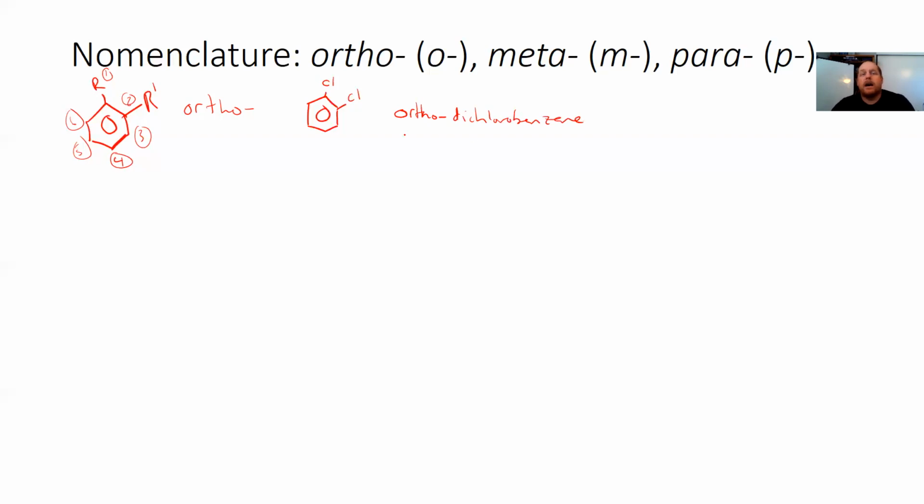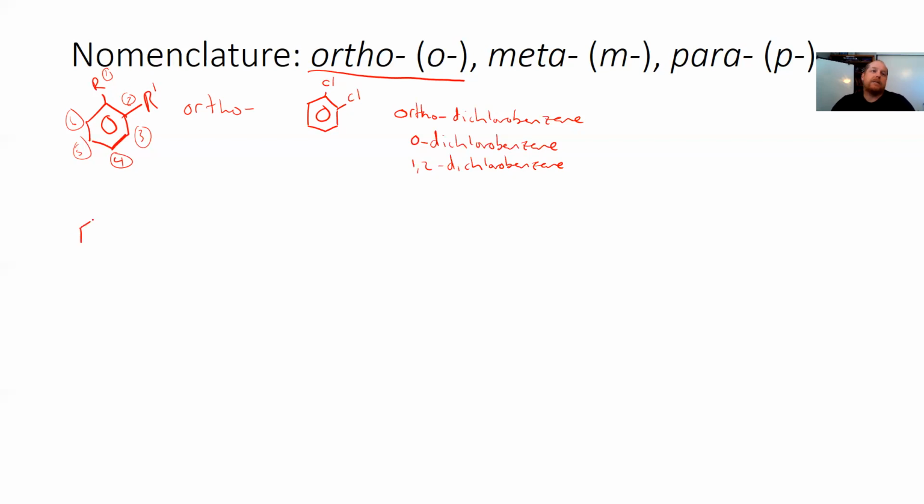Okay. Also, you could just put it with the little o, o-dichlorobenzene, right? Or 1,2-dichlorobenzene. And so what this is doing now is you have these prefixes that will tell you in what relationship the substituents are to each other on that benzene ring.